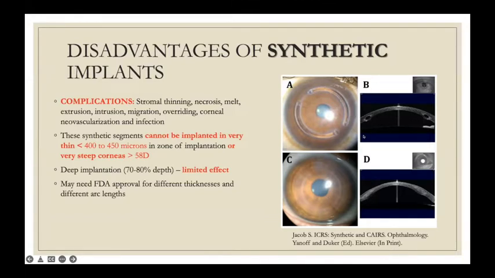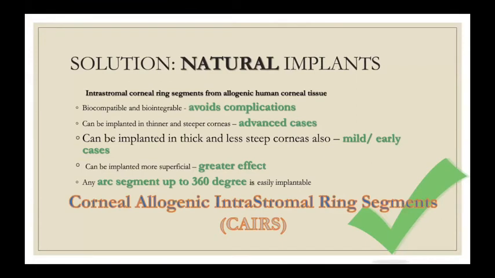This is a chapter which I contributed in YANAF on CAIRS, and here you can see the Intacs being placed very deep, whereas you can see the much more superficial placement of CAIRS, and also you can see the clinical image comparison between the two. You also have to have FDA approval for different thicknesses and different arc lengths when you are manufacturing synthetic segments, whereas CAIRS is completely customizable by the surgeon himself. So you don't have to have large inventories in your hospital. You don't have to have FDA approvals for different arc lengths and so on. So it's really much easier to do this surgery.